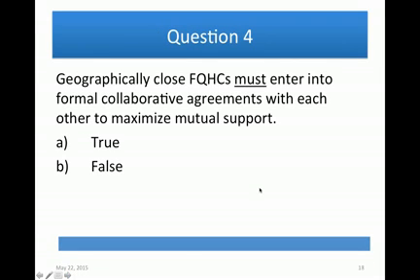Okay, Christina, last question. Okay, let's try this. Hopefully we'll get the results that come through. So I just launched the question.